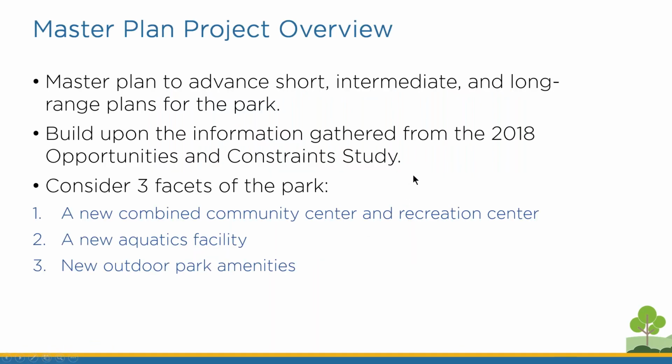This master plan was created to advance short, intermediate, and long-range plans for the park. It built upon the information gathered from the 2018 Opportunities and Constraints Study and additional community outreach that was conducted as part of this master plan. The three main facets considered for MacArthur Park include a new aquatics facility, a new combined community recreation center, and new outdoor park amenities.